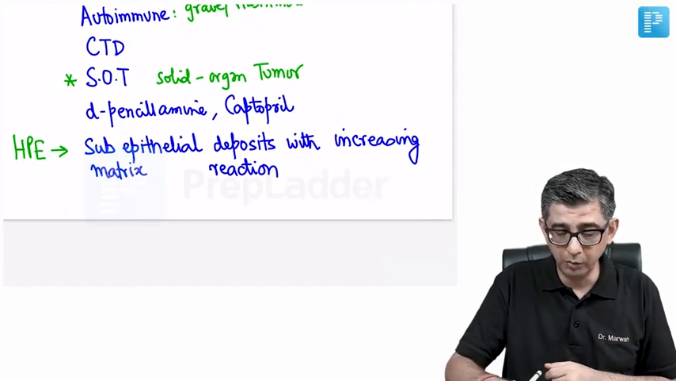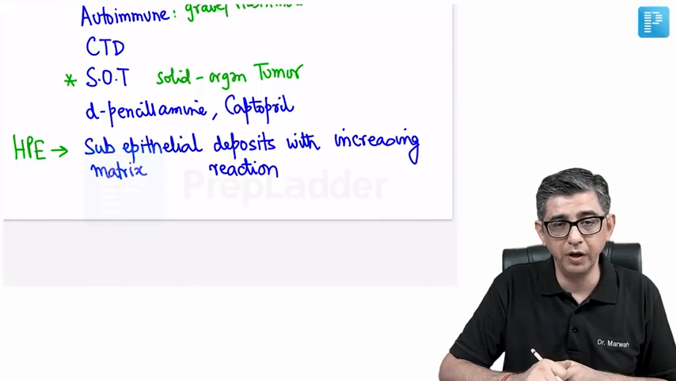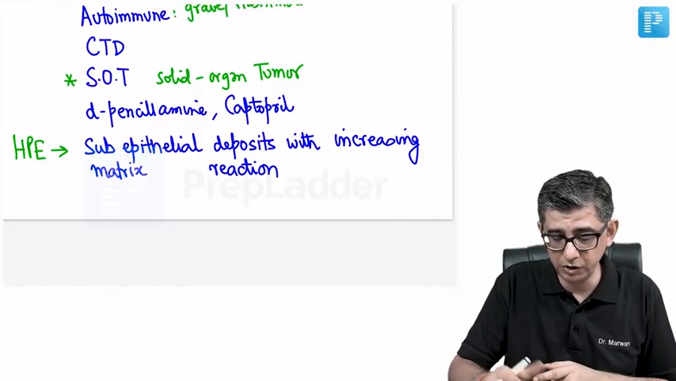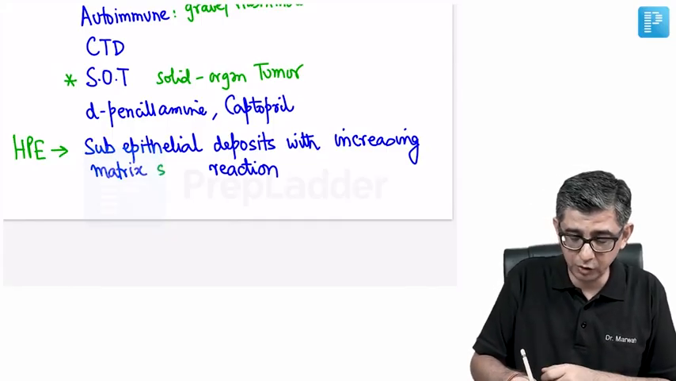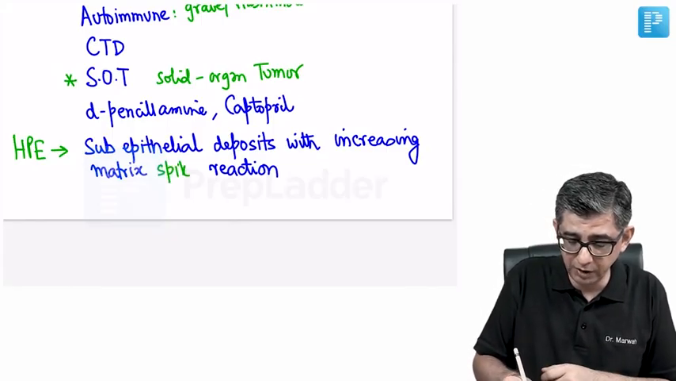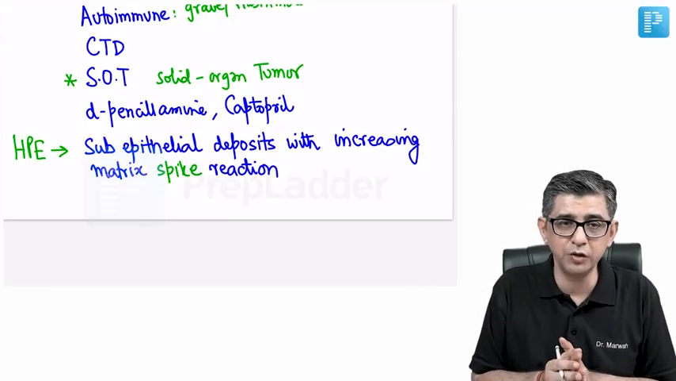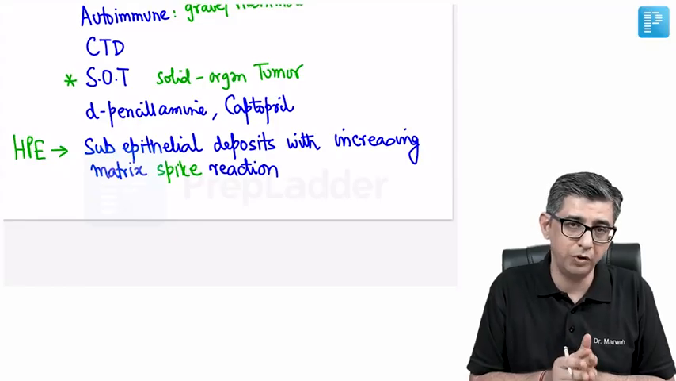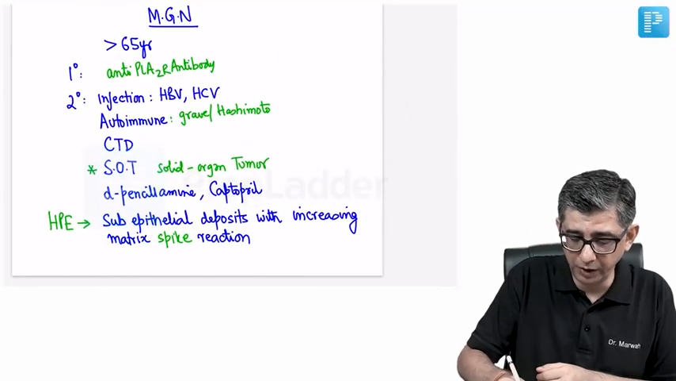And then, if it's a secondary variety and the antibody is not present, you will have to do a kidney biopsy, and the histopathological finding that will be asked is subepithelial deposits with increasing matrix spike reaction. So you always read about the word spikes. This is a pathological description, but they casually use terms like spike projections, and subepithelial deposits are a feature of MGN, that is membranous glomerulopathy.